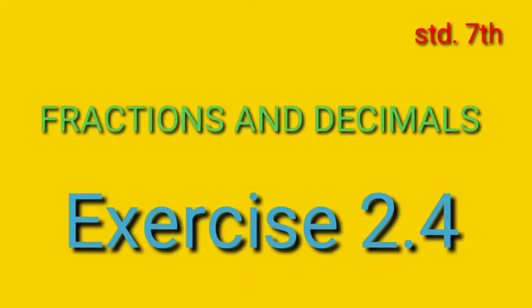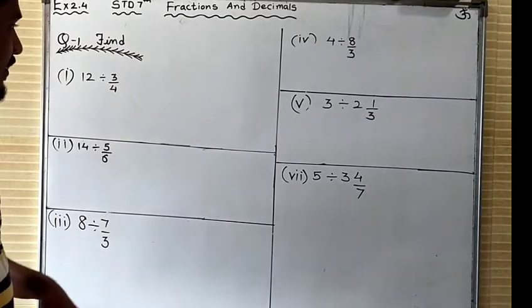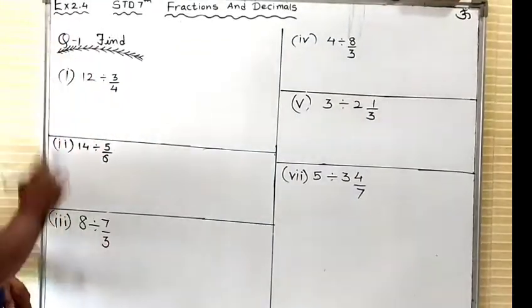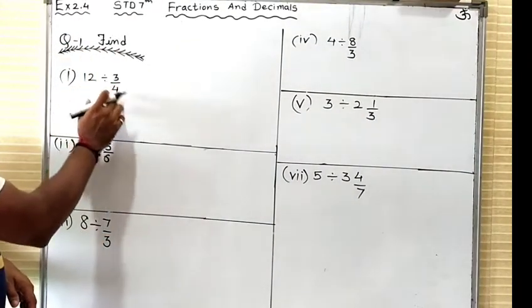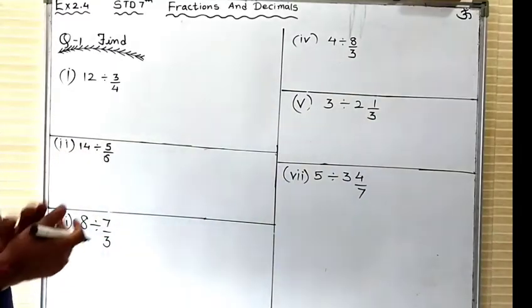Let us start exercise number 2.4. Now let us do our next exercise, that is 2.4. Fine. Now dear student, here 12 divides 3 by 4. How to do such kind of a sum?